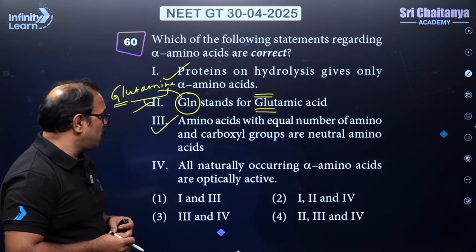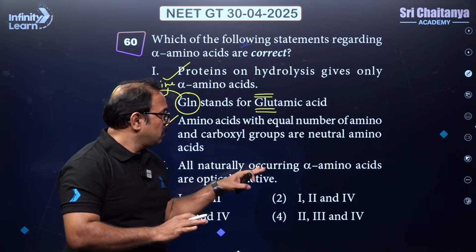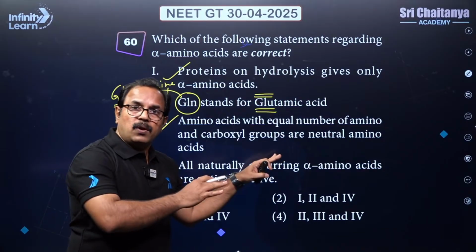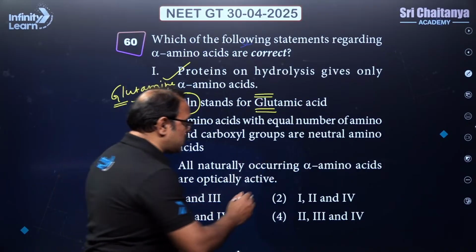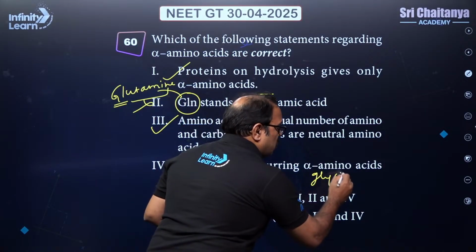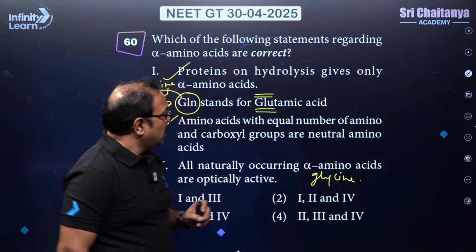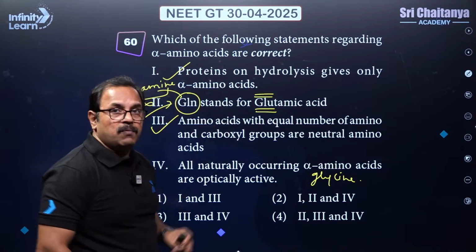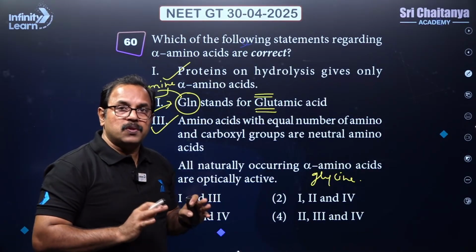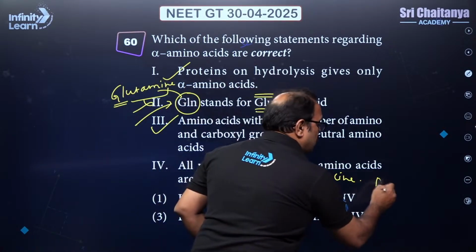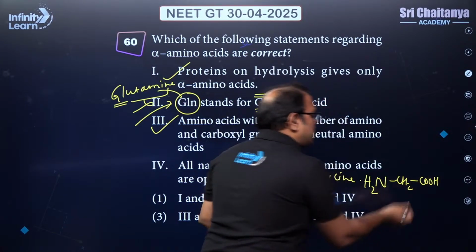All naturally occurring alpha amino acids are optically active. This point is generally taught without discussing the exception. They never teach it anywhere. All alpha amino acids are optically active except the first member, that is glycine. This is not an issue, but in this question I feel it is a bit challenging. Though you know the other three, the second one can still haunt you in some cases. So thoroughness in the textbook is very important. Glycine is an amino acid which does not have any asymmetry, so there is no chiral center.